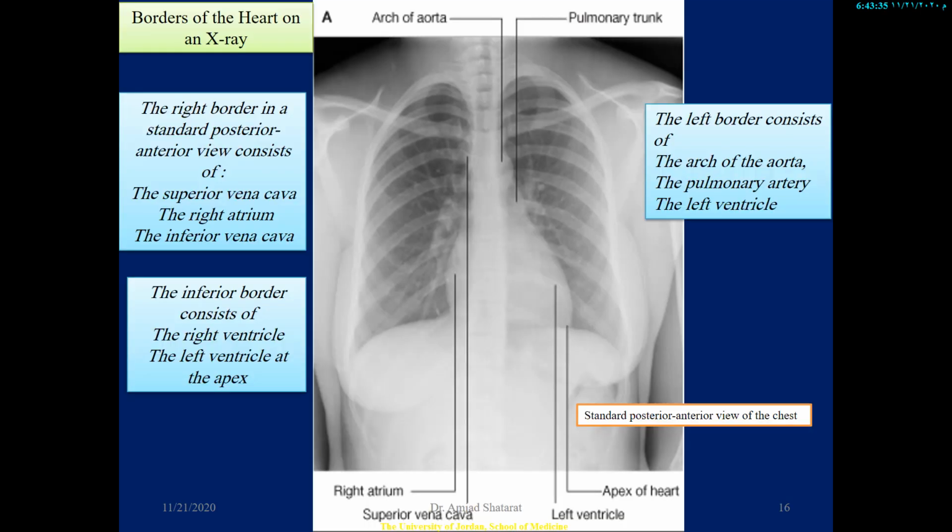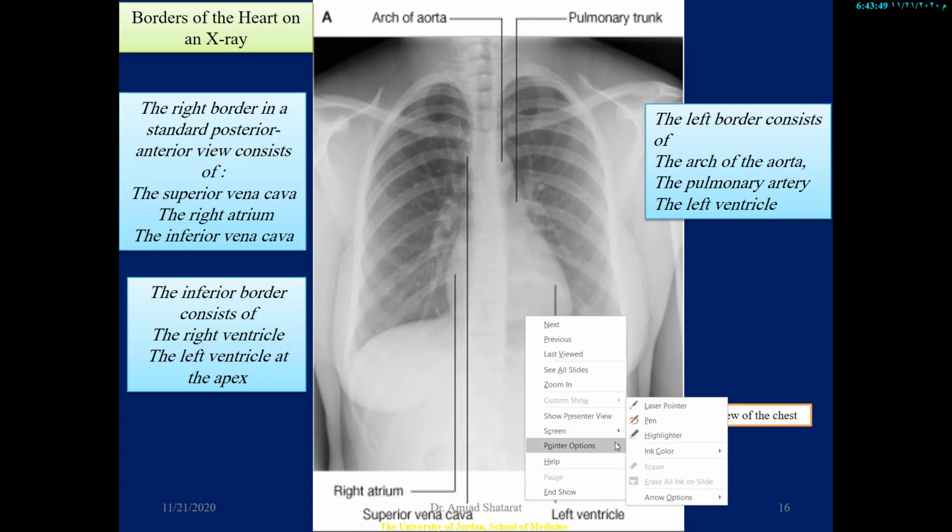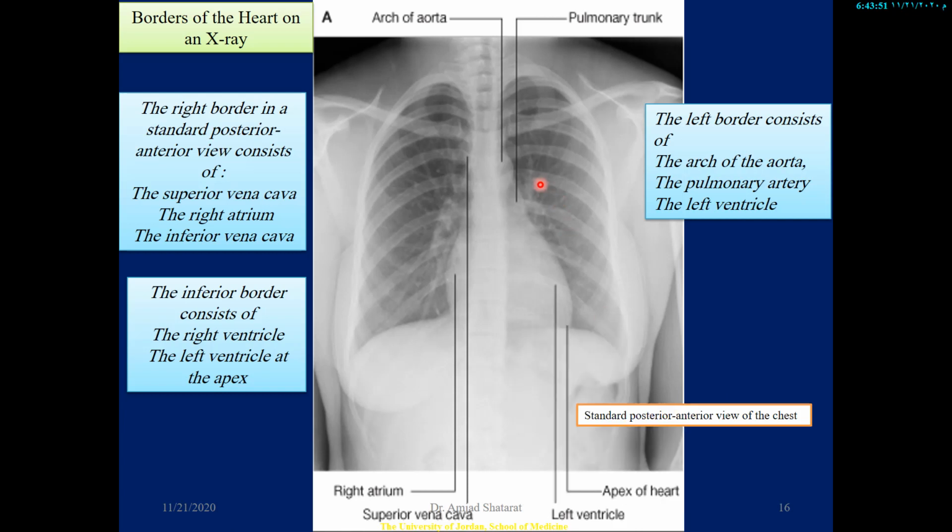Now, this is a plain anteroposterior X-ray, and you need to analyze it. You have to go through the borders. This is the arch of the aorta, and this is what we call the knuckle of the aorta, the aortic knuckle. This is the aorta, and there we go here. It is the pulmonary trunk, and this is the left ventricle.